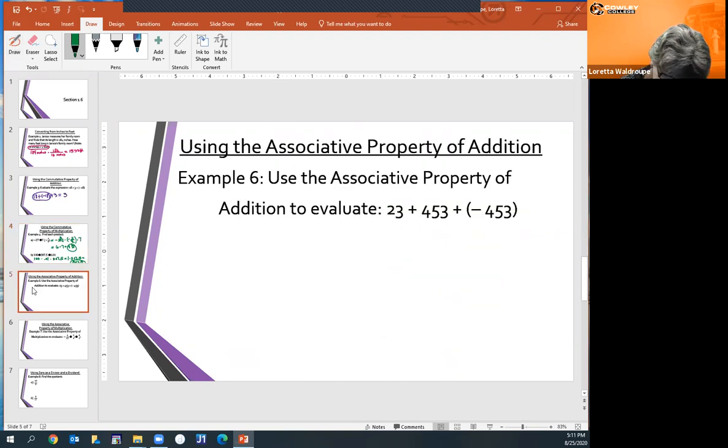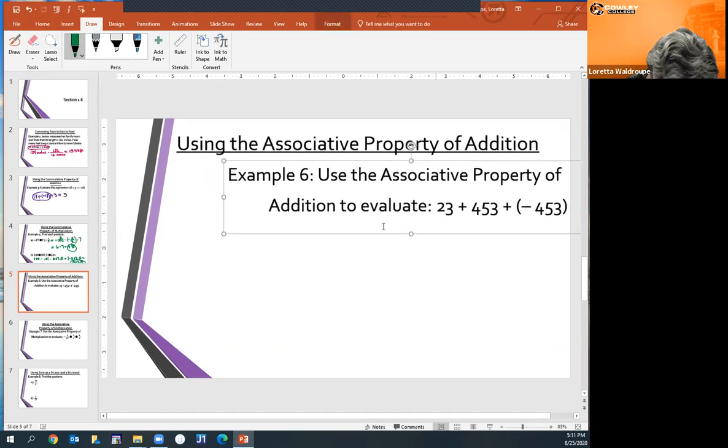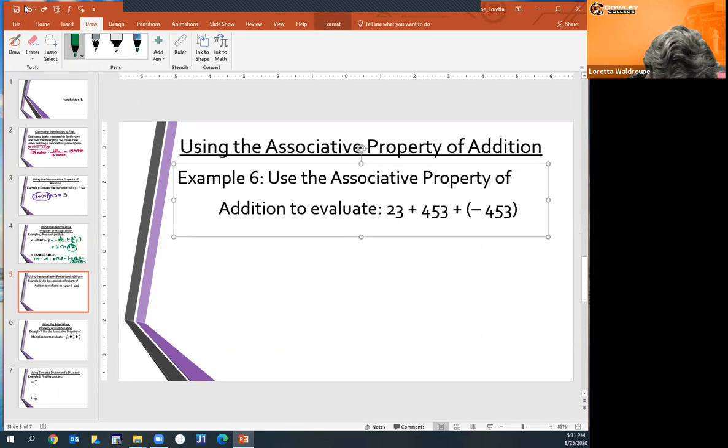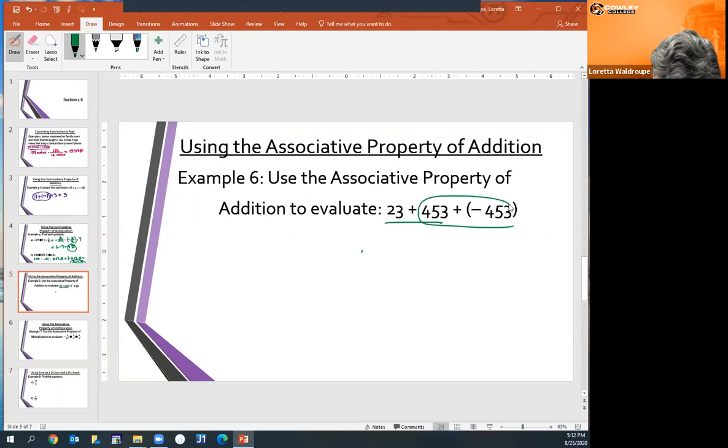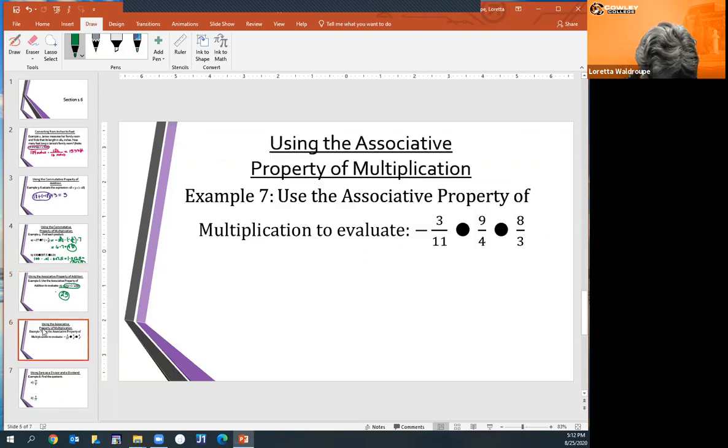The associative property is the same idea, except instead of rearranging them, it says instead of adding these two first, instead of doing 23 and 453 first, I can add these two first. And since they're opposites, they cancel to 0 and leave me 23. Now, do you have to use that? No. You can just do 23 plus 453 and then add your negative 453.